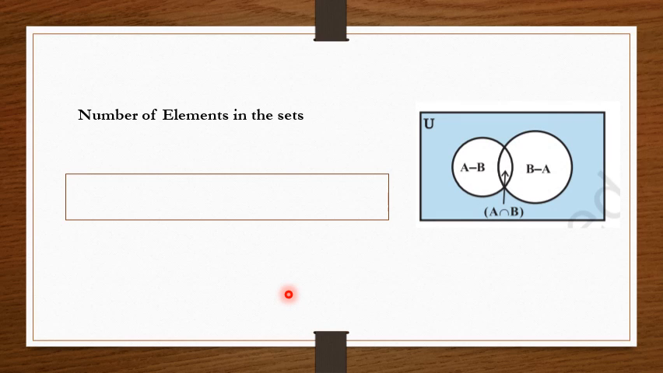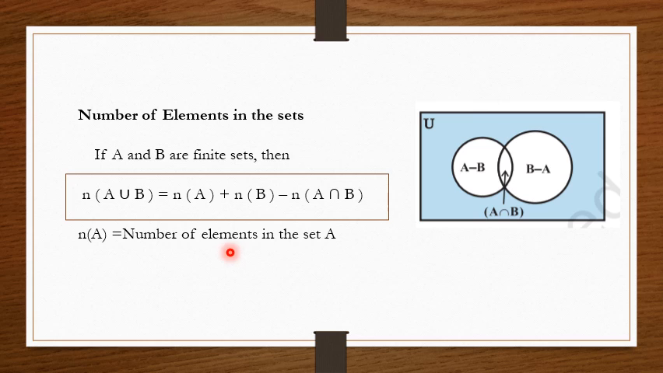Here is a very important formula regarding the number of elements in a set. Here, n(A) represents the number of elements present in A. Then n(B) is the number of elements present in the set B. n(A union B) is the number of elements present in A union B, and n(A intersection B) is the number of elements present in A intersection B.